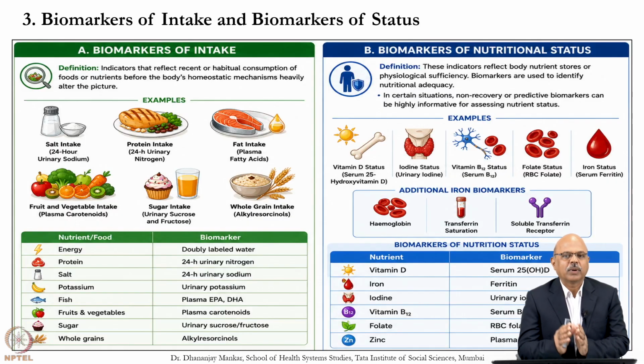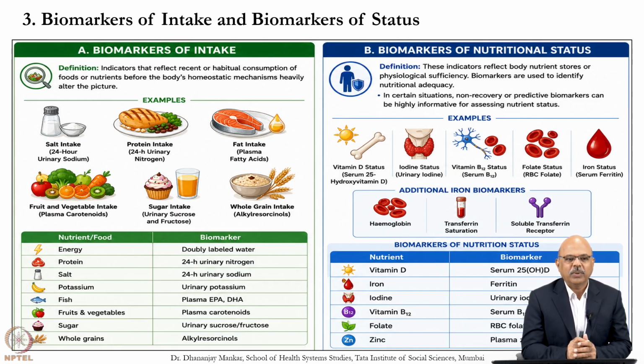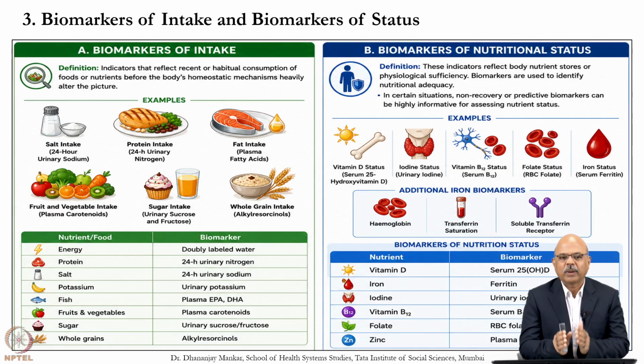Biomarkers of intake and biomarkers of status. So you can understand biomarkers of intake are indicators that reflect recent or habitual consumption of food or nutrients before the body's homeostatic mechanisms heavily alter them. Example, salt intake by 24-hour urinary sodium, protein intake by 24-hour urine nitrogen, or fat intake shown by plasma fatty acids. Plasma carotenoids for fruit and vegetable intake, urinary sucrose and fructose for sugar intake, and alkylresorcinols for whole grain intake.